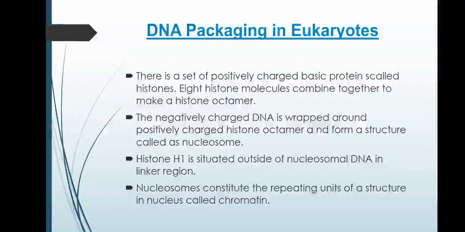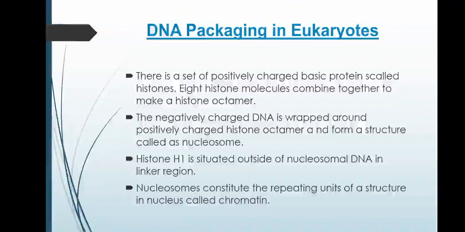Let us look at the packaging of DNA in a eukaryotic cell. There is a set of positively charged basic proteins called histone proteins. Each histone unit contains 8 molecules, which combine together and are known as the histone octamer. The DNA, which is negatively charged, is wrapped around the histone octamer, and that structure is called the nucleosome.